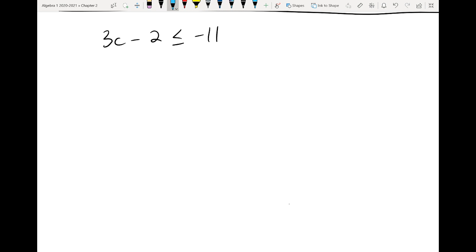Okay, so step 1. Of course, we're going to add 2 to both sides, right? Which is going to cancel out our negative 2 on the left, leaving us with 3c less than or equal to. We have negative 11 plus 2, which is going to be a negative 9 when we combine those. Next, we need to get the c by itself, so we're going to divide both sides by 3 so that we can factor out the 3. C is going to be less than or equal to negative 9 divided by 3 is negative 3.